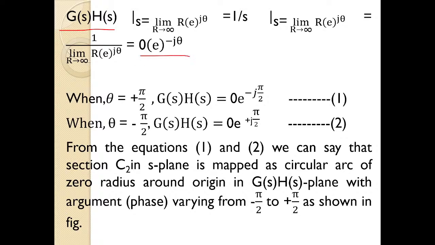Now substitute theta values. We know theta varies from plus pi by 2 to minus pi by 2. If we substitute theta values, G of s, H of s will be equal to 0 e power minus j pi by 2, and G of s, H of s will be equal to 0 e power plus j pi by 2. Just note it down.